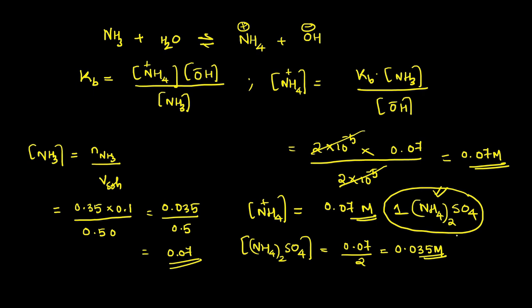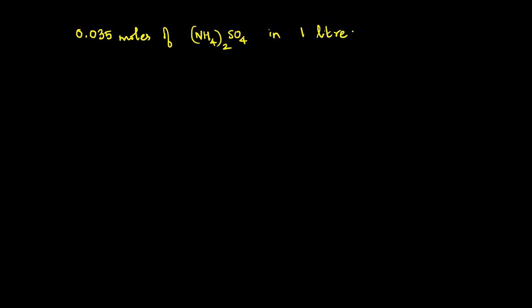So this means what? This means 0.035 molar. What is the meaning of that? It means 0.035 moles of ammonium sulfate in 1 liter. Therefore, what can I write? The mass of ammonium sulfate. How can we find it out?